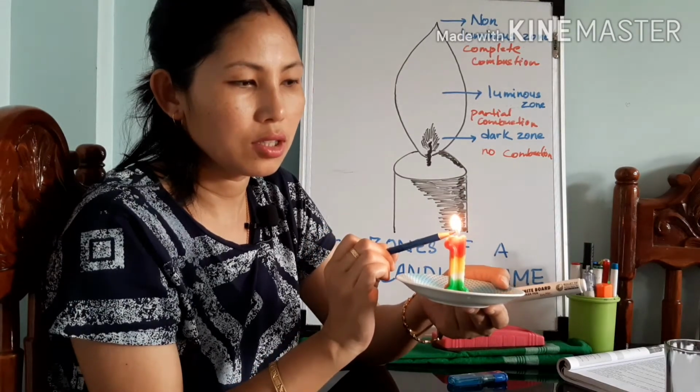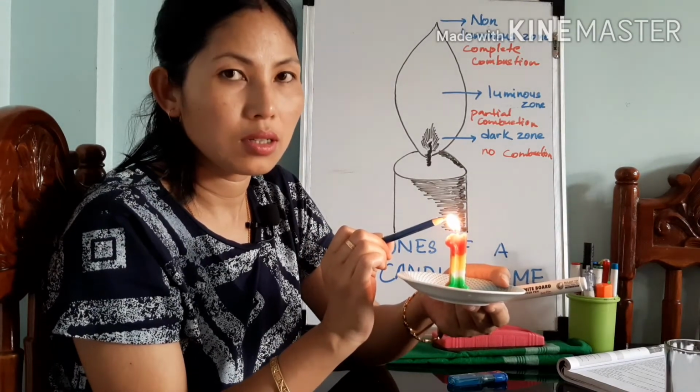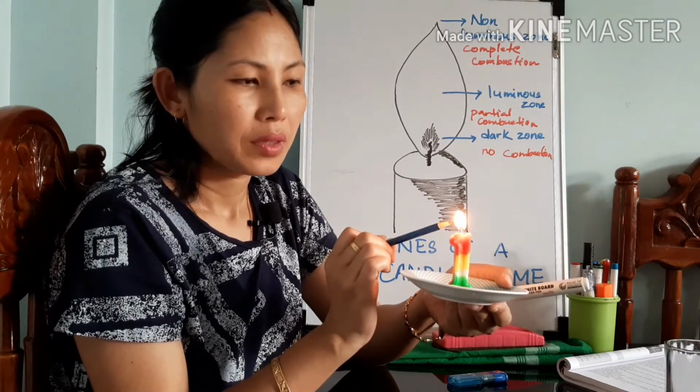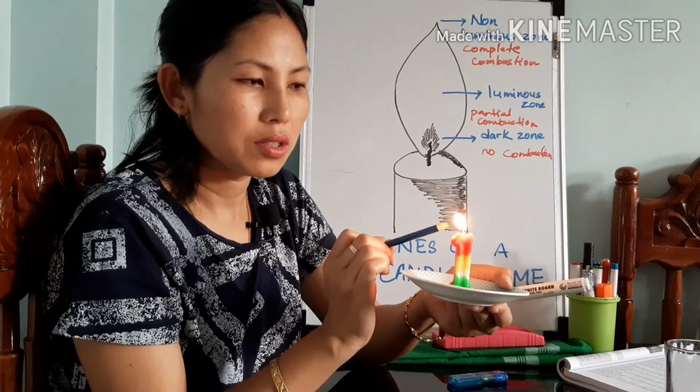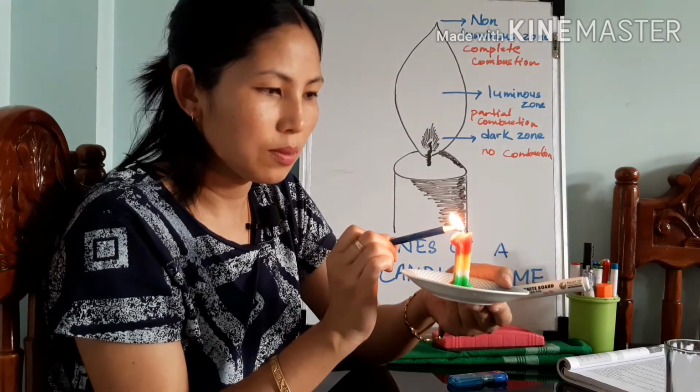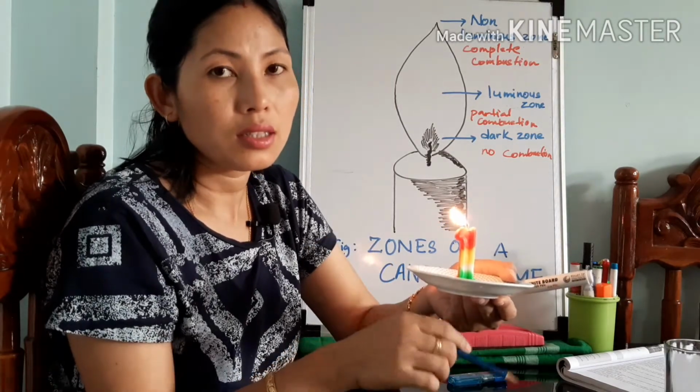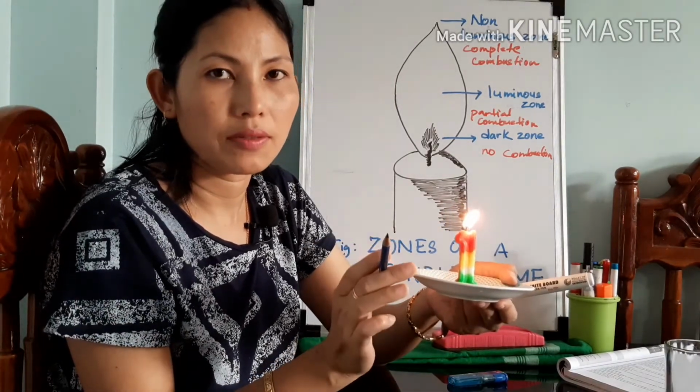This is the darkest zone, the luminous zone, you can say the middle zone where the combustion is partial, and the outermost zone, the light blue color you can see at the outermost layer, which is the non-luminous zone, and it is the hottest part of the candle flame.